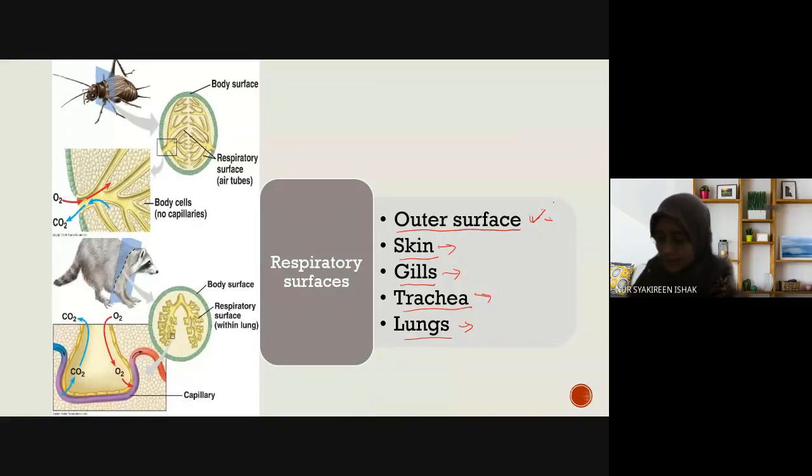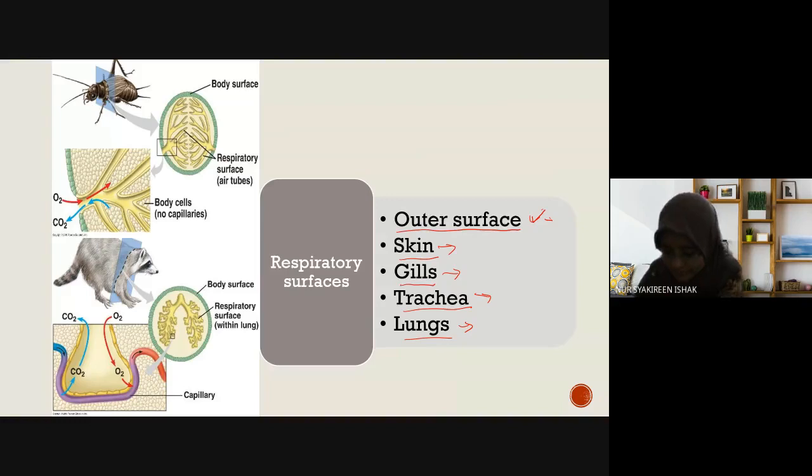And then the outer surface, you have for one-cell organisms such as amoeba. They must also have a respiratory surface because they need oxygen. The amoeba is a unicellular eukaryote. Gas exchange must also occur so that this organism is supplied with oxygen to undergo cellular respiration.